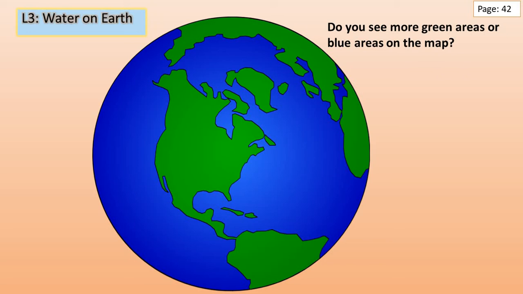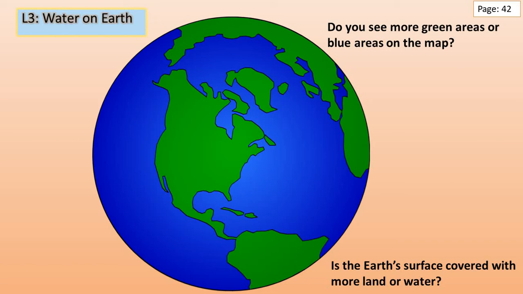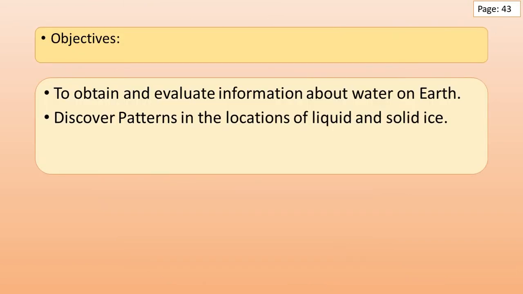The next question is, is the Earth surface covered with more land or water? Can you guess? And then we will investigate these questions through the lesson. Let's start. The objectives of our lesson today are to obtain and evaluate information about water on Earth, and discover patterns in the locations of liquid water and solid ice.